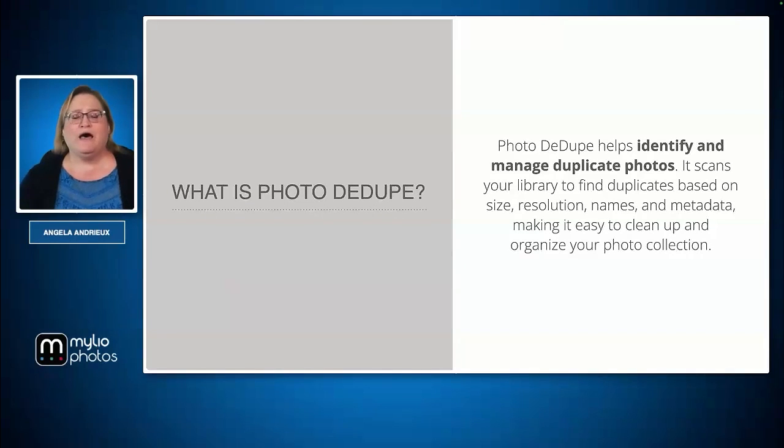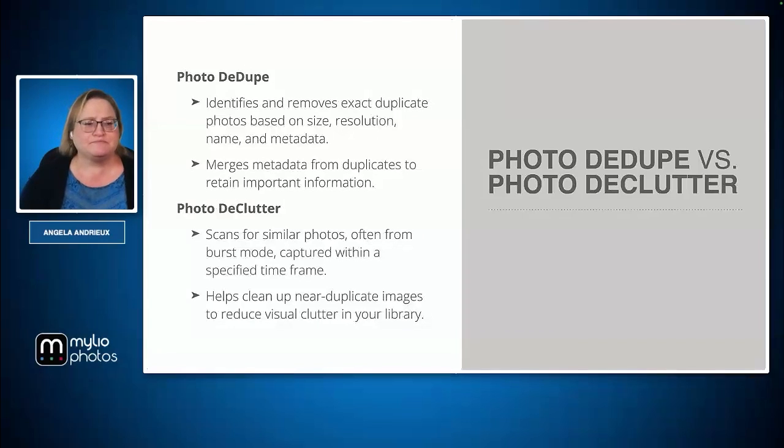So Photo DeDupe helps you identify and manage your duplicate photos. It uses the size, the resolution, the names, and metadata of those images, making it easy to clean up your photo collection. We have two tools in Mylio Photos that often get confused: Photo DeDupe and Photo DeClutter. Photo DeDupe removes and gets rid of exact duplicates, based on the size, the resolution, metadata, and so forth. And it merges the metadata from the one that you're wanting to get rid of into the one that you're keeping.